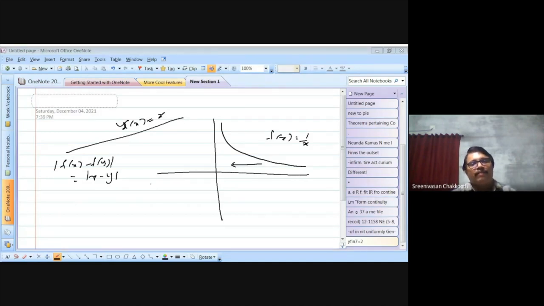So the function f of x equal to x is in fact uniformly continuous in the entire real line, because it doesn't grow very rapidly as x increases. It is because of this steep increase in the value of 1 by x that the function is not uniformly continuous.